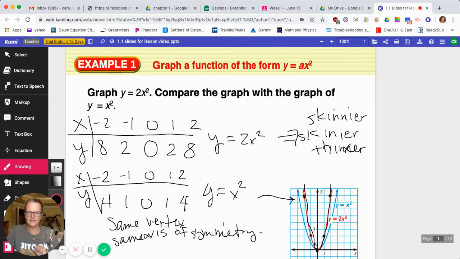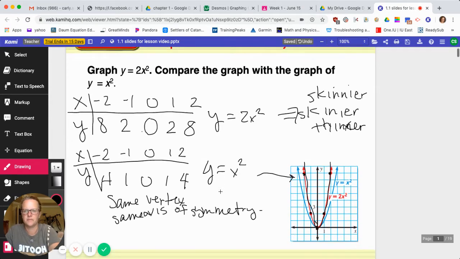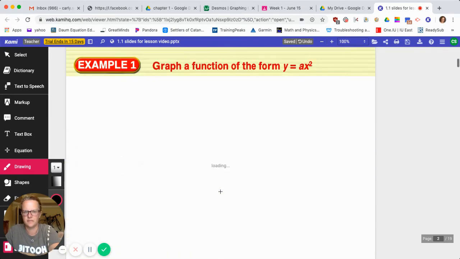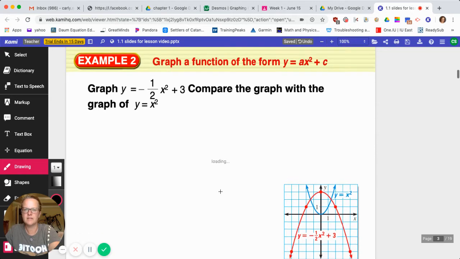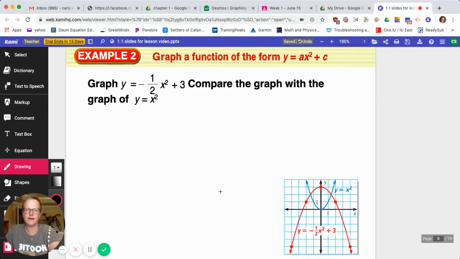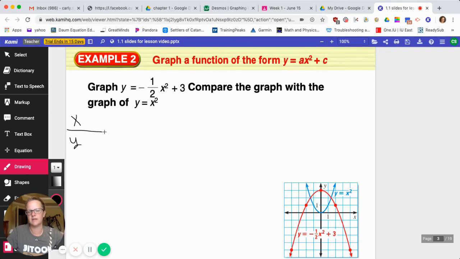Cool. All right, let's try another one. So here we have example 2. So now we're graphing in the form y equals ax squared plus c. We just finished graphing in the form y equals ax squared, right? So here, let's try this one. And we're going to do the same thing. We're going to make a table. Our input and our output.